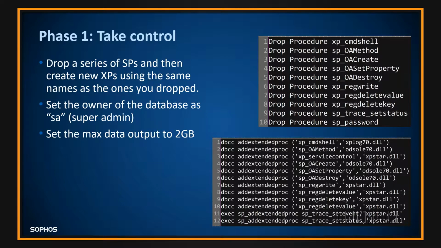It sets the owner of the database as user SA, and then it sets the maximum data output to 2 gigabytes. That means the database server will allow the attacker to continue sending data until this 2 gigabyte limit is reached, and then it would cut it off. Essentially, it just means that the entire attack can happen, and it doesn't give any kind of an error about hitting a buffer.